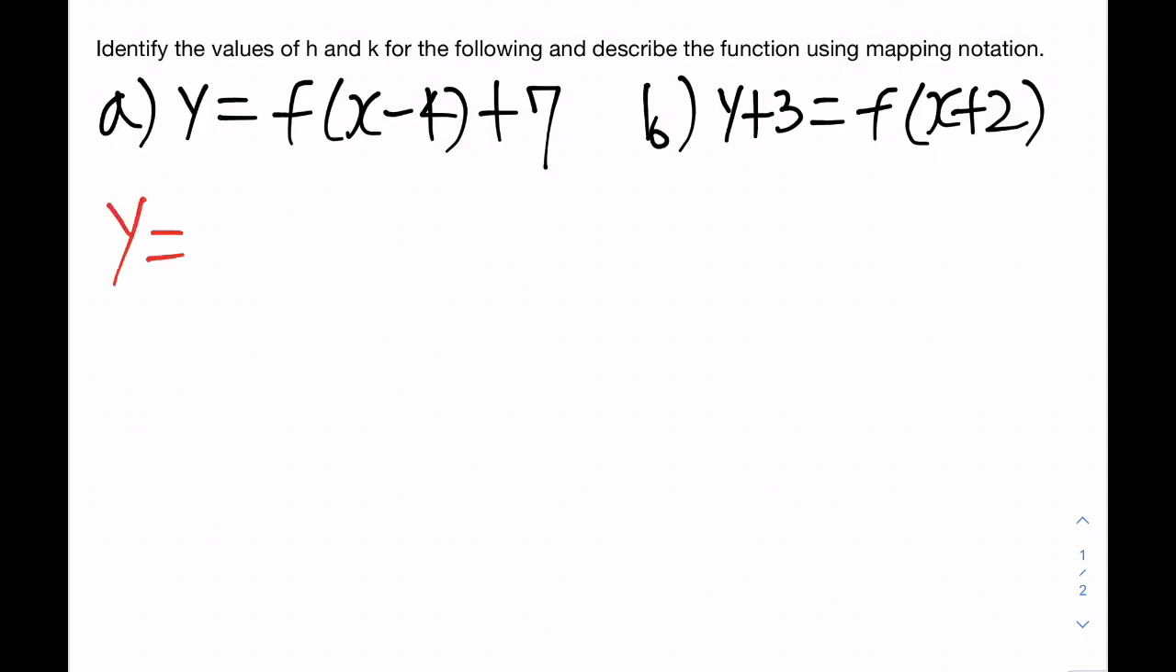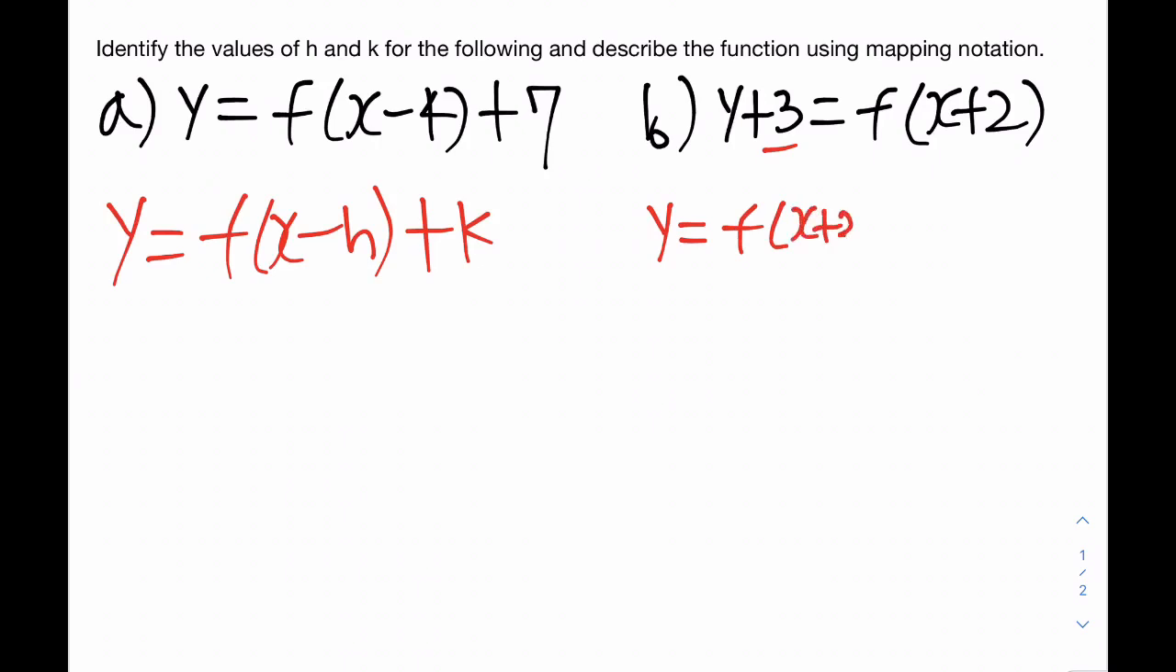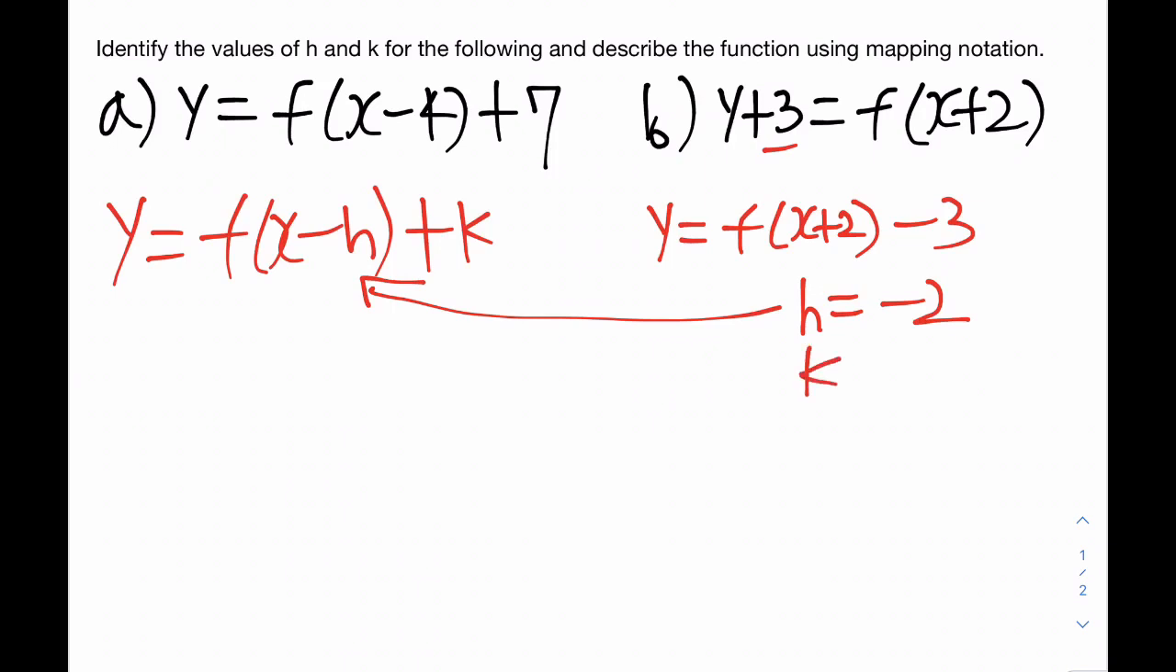All right, guys, let's look at B now. B looks kind of weird, but that's okay. We can change the form. First, let's move this 3 to the other side. So that will be y equals f of x plus 2, and then minus 3 because we moved it to the other side. Now we determine the values of h and k. So h in here will be minus 2 because when we plug this into here, we will get x plus 2. And our k value will obviously be minus 3.